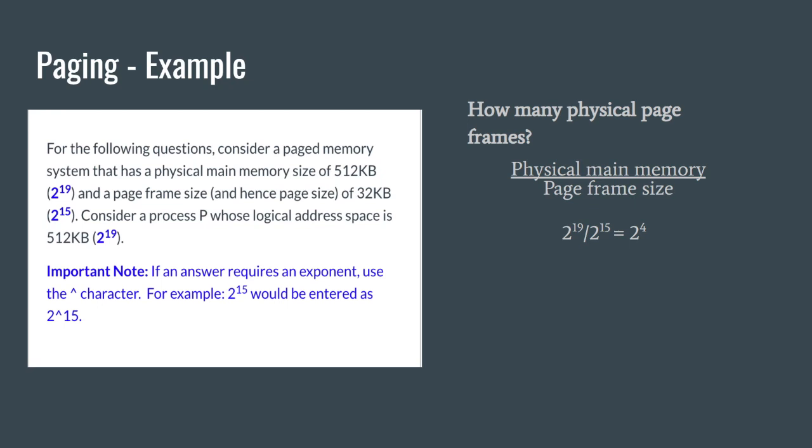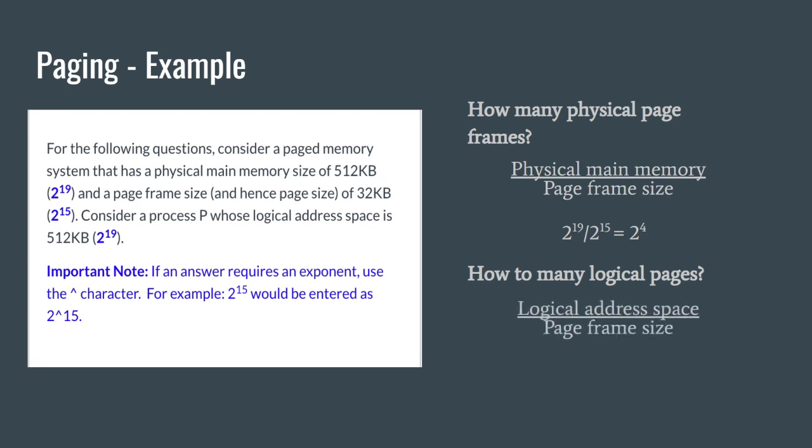All right. So next is how many logical pages. That should be pages, my bad. To find your logical pages, you use this formula instead. You use your logical address space, not the physical main memory, and then again divide it by the page frame size. So we're doing, again, 2 to the 19th, because our main memory and our logical address space are the same size, divided by 2 to the 15th, so we should also get the same answer, 2 to the 4th.